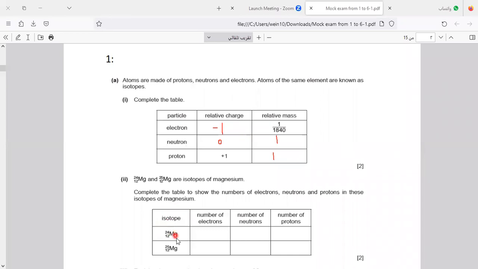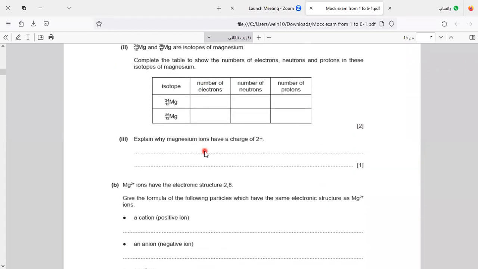Second question, here I have magnesium 24 and magnesium 25. You must complete the table. Let's check what we have to do here. Number of electron: always the number of electron is the number of proton, the smallest number. So here, number of electron is 12. Protons 12 as well.